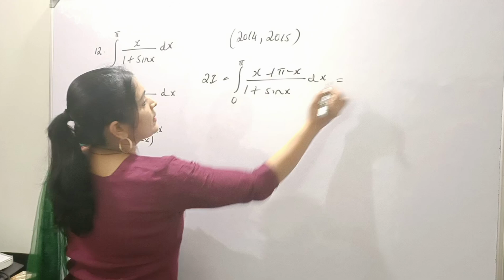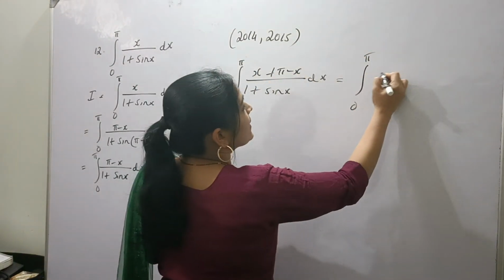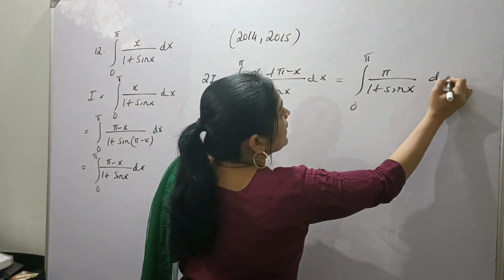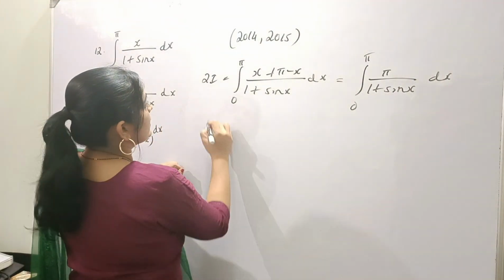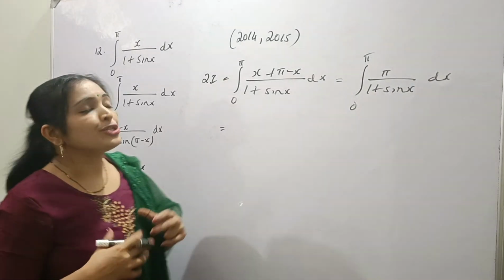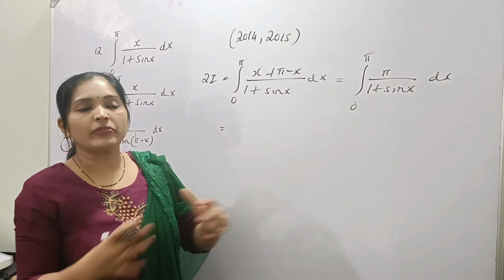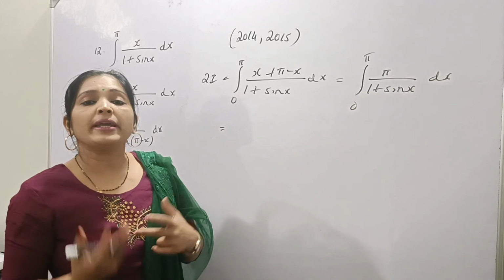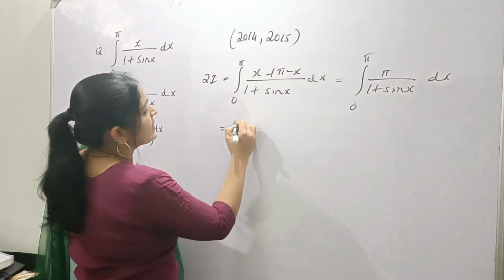Then, that is equal to integral 0 to pi, here x minus x cancelled, pi divided by 1 plus sin x dx. Then here we will multiply and divide by 1 minus sin x, so that our denominator will be 1 plus sin x into 1 minus sin x, that will be 1 minus sin square x. 1 minus sin square x is cos square x.